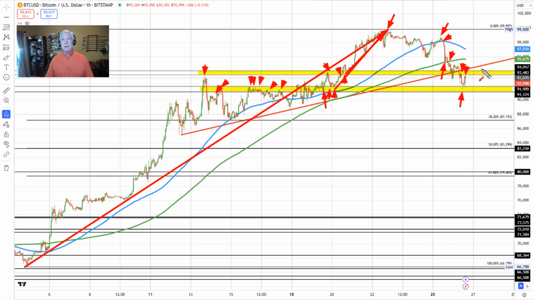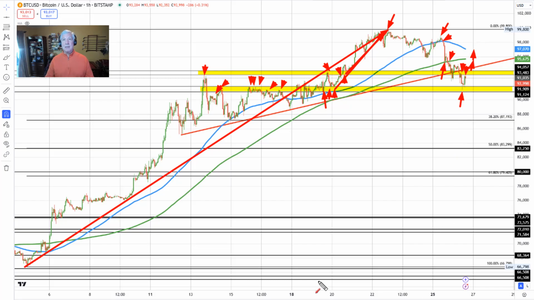Getting back above this area, up to 93,000 or 94,057, would increase the bullish bias from a short-term perspective at least, but ultimately getting back above the 200-hour moving average and the 100-hour moving average, that's the green and blue lines, would be needed to increase the bullish bias in the short term for Bitcoin.